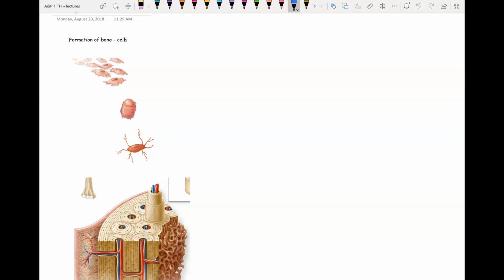We're going to start off by looking at some bone cells and how bone tissue is formed. So one thing to keep in mind, you're constantly making bone tissue and getting rid of old. Just like your skin and most other tissues in your body, it's a constant regeneration. So we're going to start with osteoprogenitor cells. These are the cells that do mitosis to make new cells.